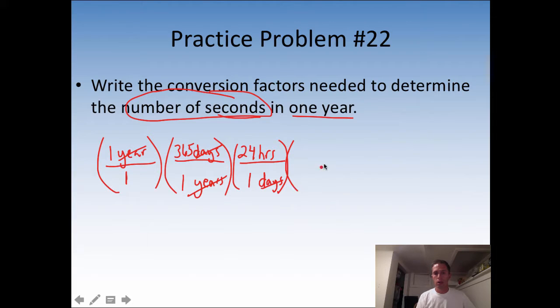But we can't stop there because we need to go to seconds. So let's keep going. We can put as many as we need in here to keep going, and you know when to stop when you get to seconds. Hours is on top. Let's put hours on bottom. In 1 hour, I don't know how many seconds there are, but I know that there's 60 minutes. Okay, and now my hours cancel out, and I'm to minutes, but I still need to keep going because we need to get to seconds.